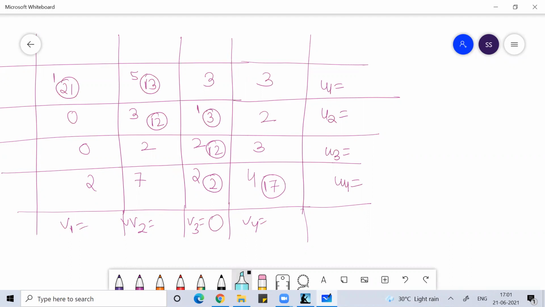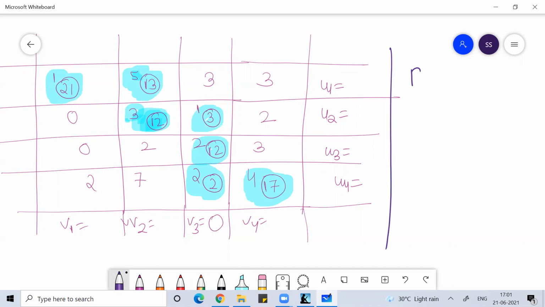So guys, just focus on those cells which are allocated. Focus on those cells which are allocated here. So if this V3 is 0, right? So what you need to do here, you should focus on those cells which are allocated.